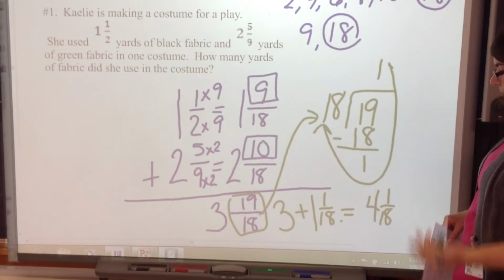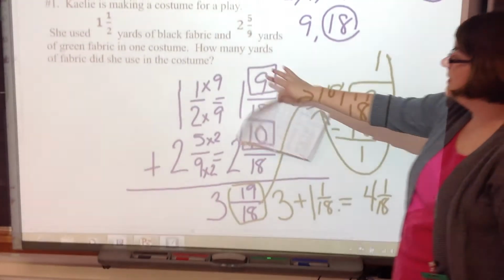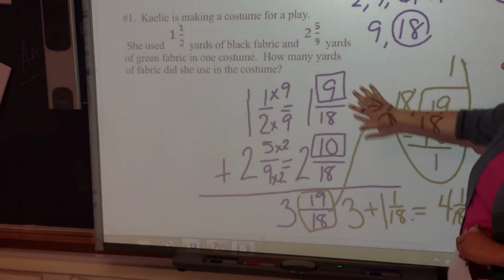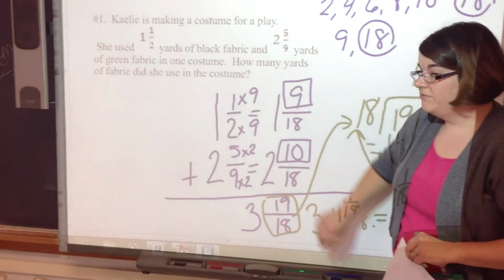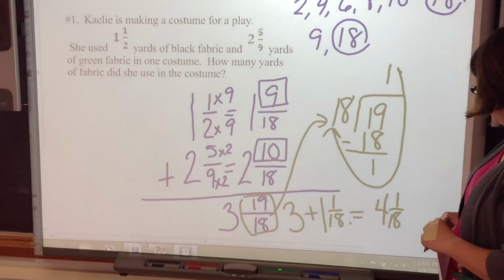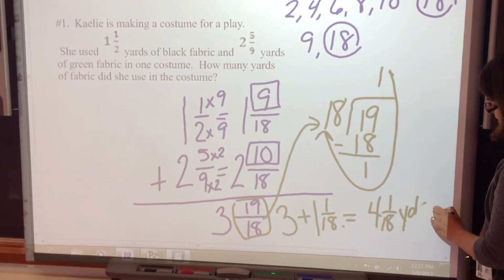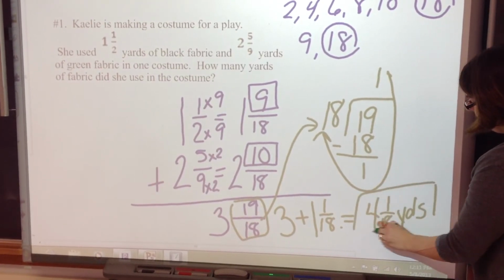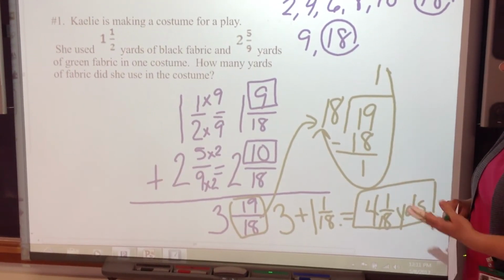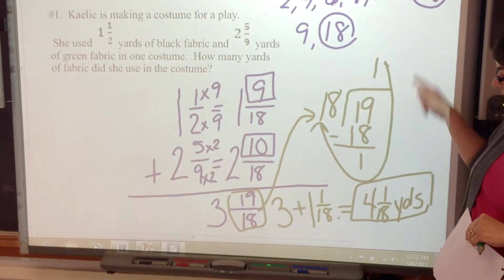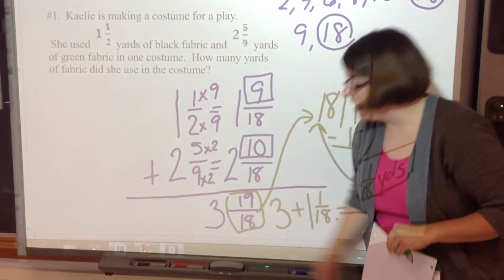So instead of talking about pizzas now, let's talk about the problem. And it says, how many yards of fabric did she use for the costume? So this was the black fabric, this was the green fabric. If we put that all together, the total fabric is 4 and 1/18 yards of fabric. Okay, so adding with a common denominator. If you end up with an improper fraction, you have to change it over. And don't forget your whole number out in front.